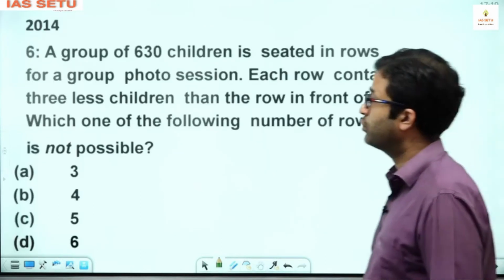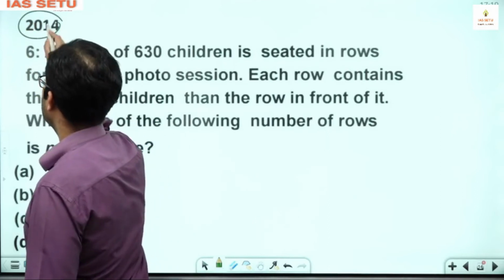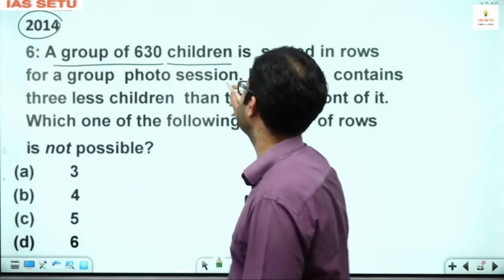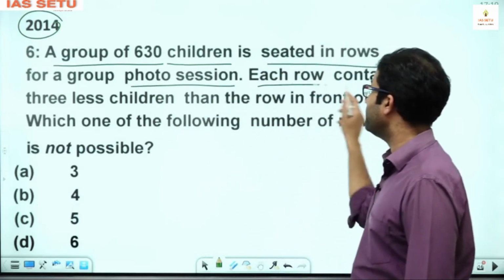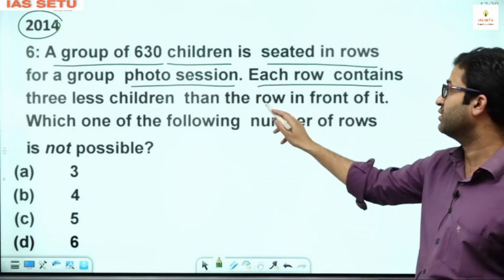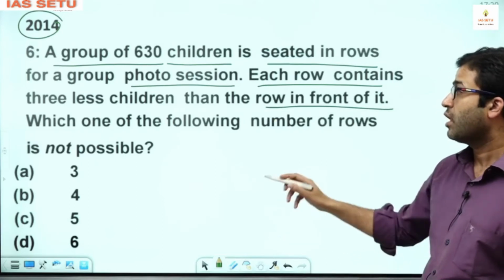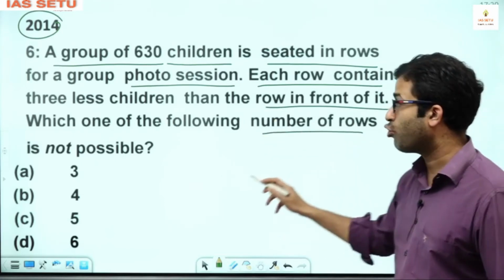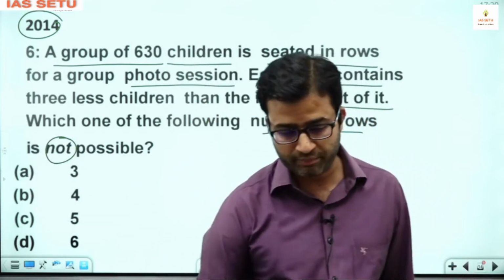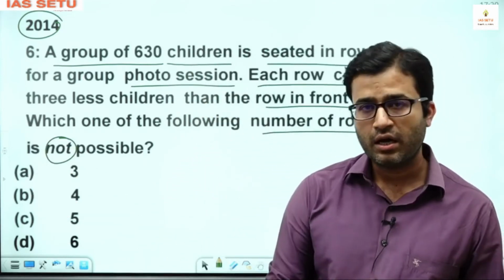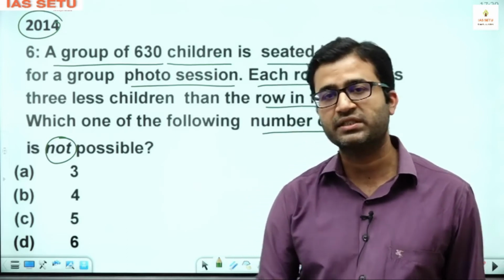Next question. In 2014, a group of 630 children is seated in rows for a group photo session. Each row contains 3 less children than the row in front of it. Which one of the following numbers of rows is not possible? Here we use the concept of natural numbers. It is actually like a GMA or you can say number system mixed question.